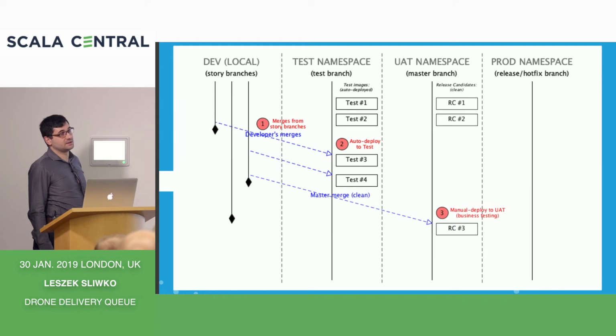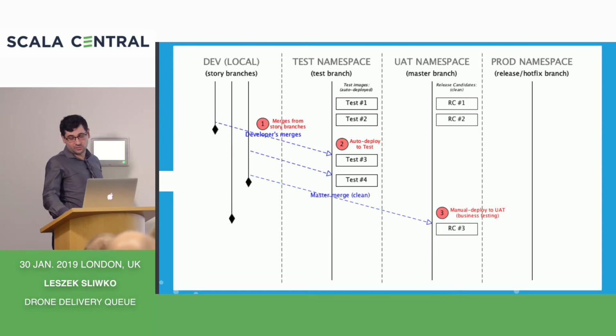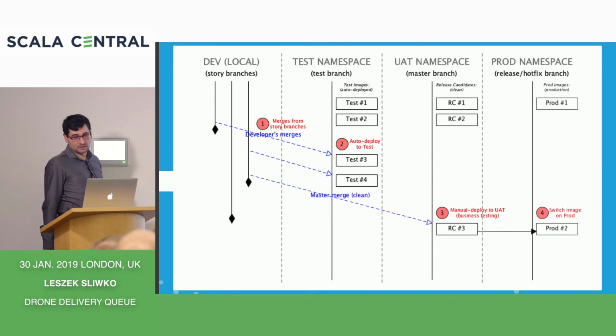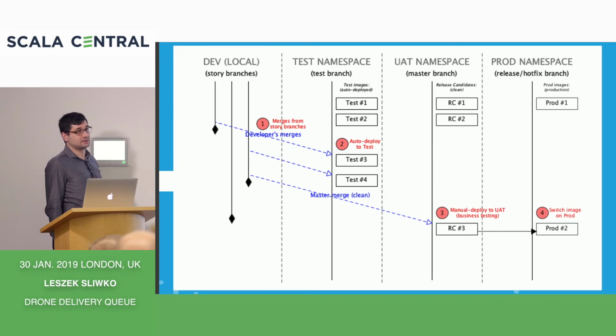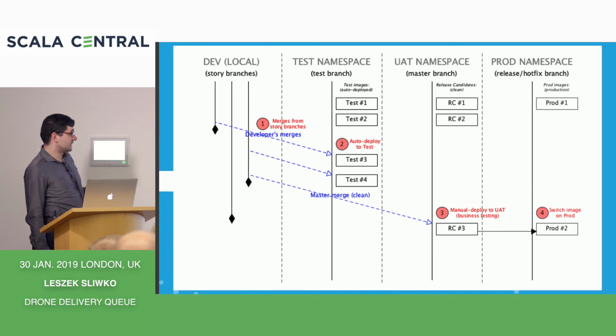The master branch builds the images. They are called release candidates. They are clean, and this is what the business tests. This is the same image which will later be moved to production. This is the novelty in this process: we're not recompiling code. The business is testing the same, byte-wise identical image as they will have in production. That's how it works, from step 3 to 4.